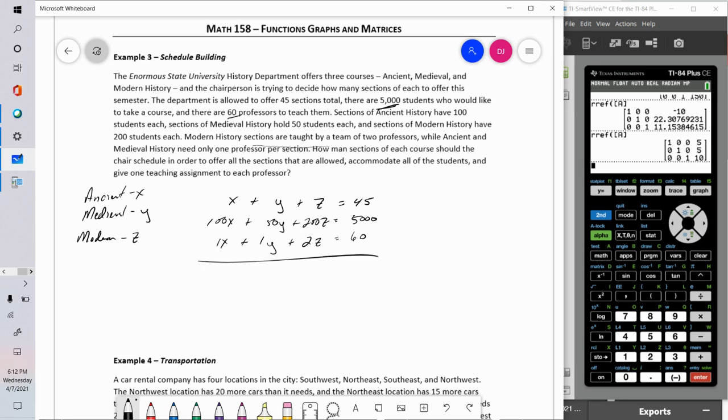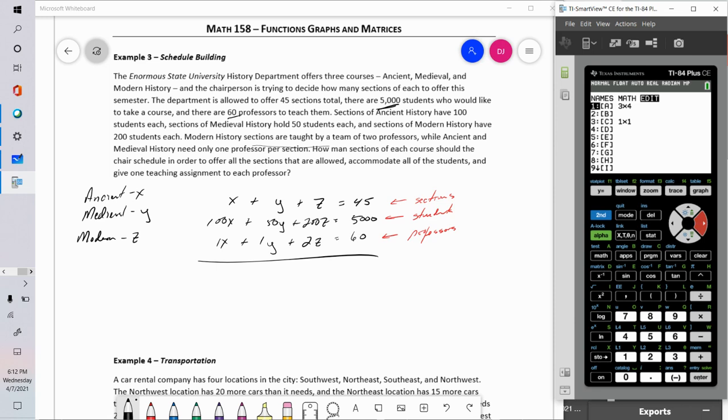So notice there are my 3 equations. And if you look at these equations, the first equation is the number of sections. The second equation is the number of students. And the third equation is the number of professors. There should be a commonality to each of these. Okay? So since I've learned how to solve systems using augmented matrices, and especially on my graphing calculator, you'll notice quite a bit of repetition, right? So second matrix, and now we're going to change this to the 3x4 matrix.